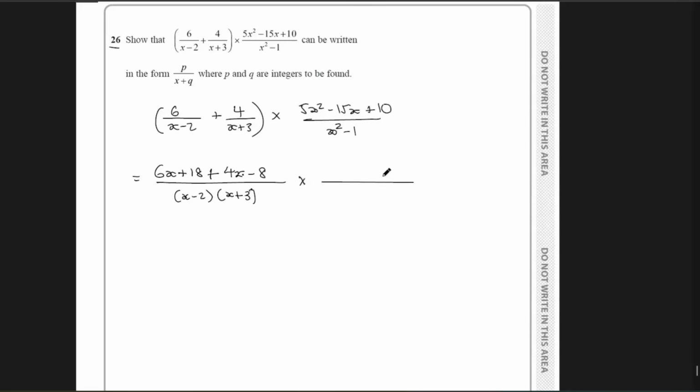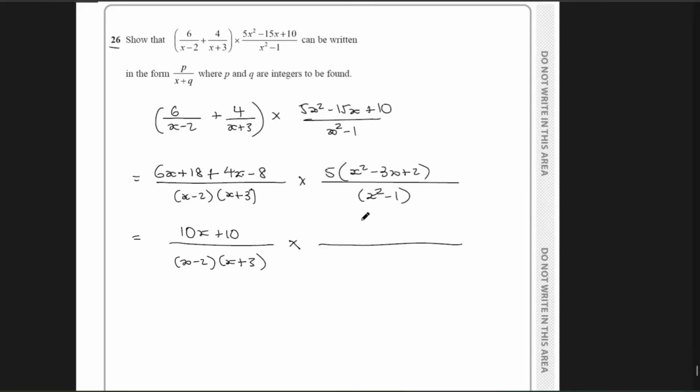We can try factorizing the numerator. We can factorize 5 out of the numerator, and that becomes 5 bracket x squared minus 3x plus 2 divided by x squared minus 1. The numerator on the first fraction would simplify to 10x plus 10 divided by x minus 2 times x plus 3 times. We can factorize the numerator on the second fraction.